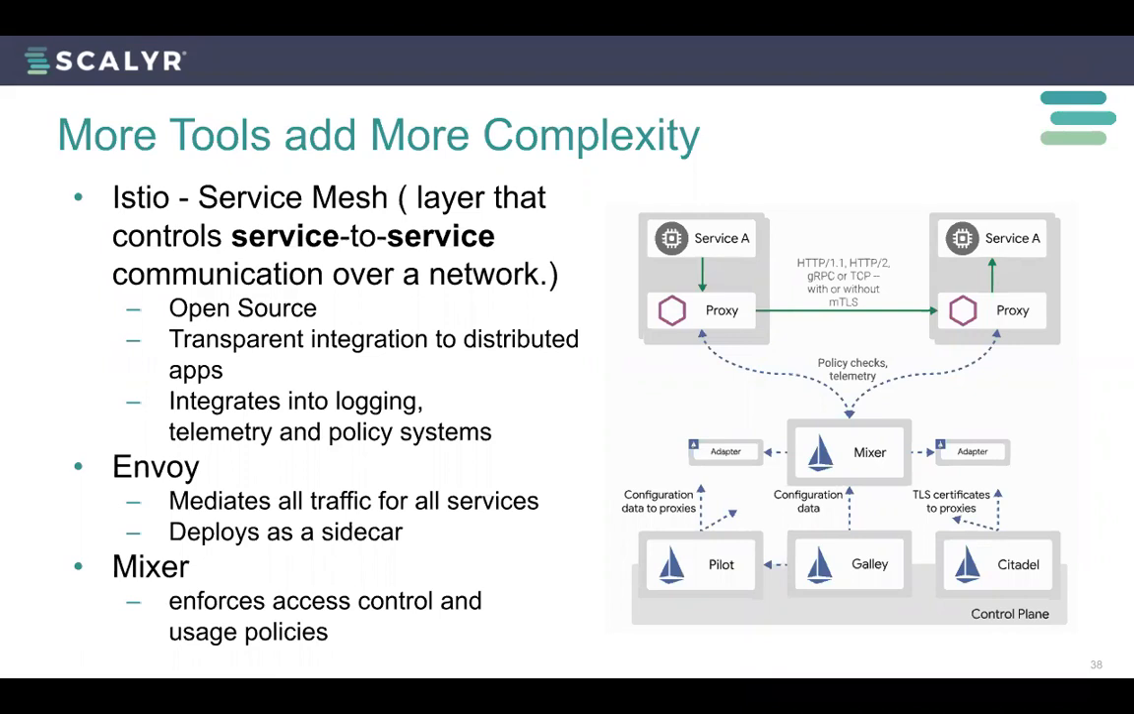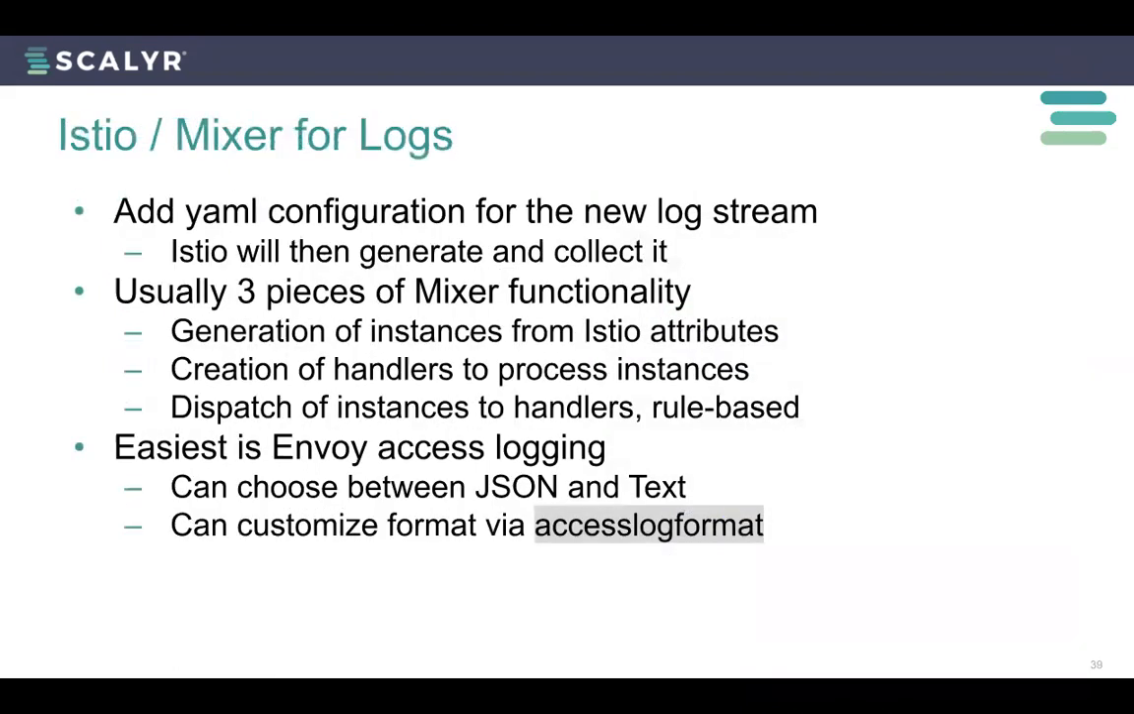Under Istio, you'll hear two basic concepts, Envoy and Mixer. Envoy mediates the traffic. It gets deployed as a sidecar. Mixer enforces policy and access control. Of these, Envoy is the one that's most important to us. So Mixer is the one that actually keeps track of the log instances. To track a new log stream in Istio, you need to add a YAML configuration for the log stream itself. Istio then will add that log stream to what it is sending out and collect it.